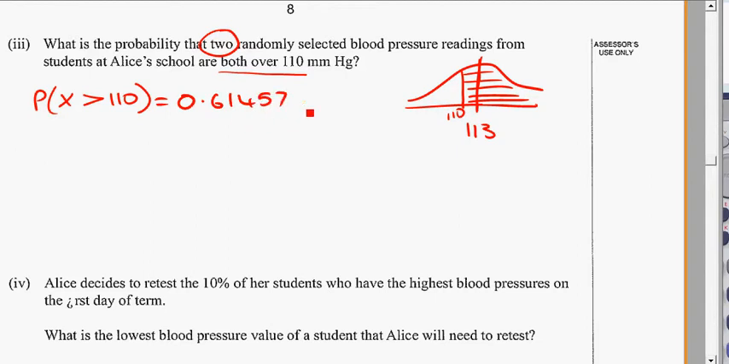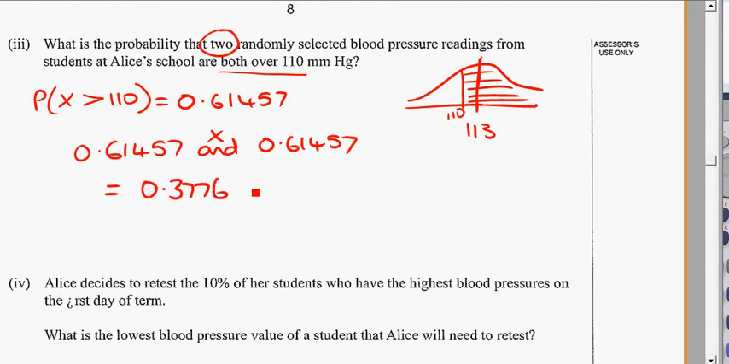So that's the probability of one student. Now we've got two students, both being that. So the probability will be that, so that's the first student and the second student is also. When we say and in probability, it means times, multiplying them together, 0.3776 to 4 dp.